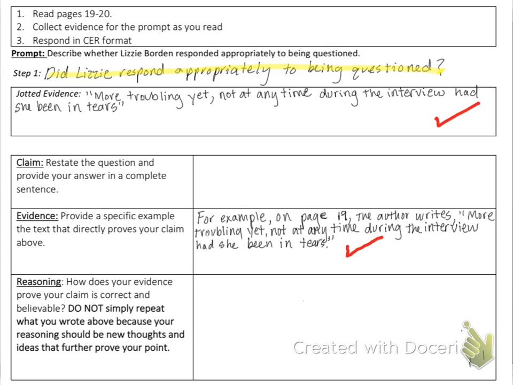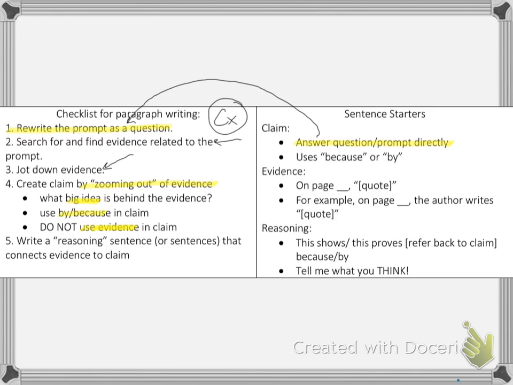All I'm going to do is just say, Lizzie did not respond appropriately to being questioned because. Okay, if I go back and look at my checklist, now I have answered the question or prompt directly and I've used because or by. What I'm missing is that I have to zoom out of my evidence.